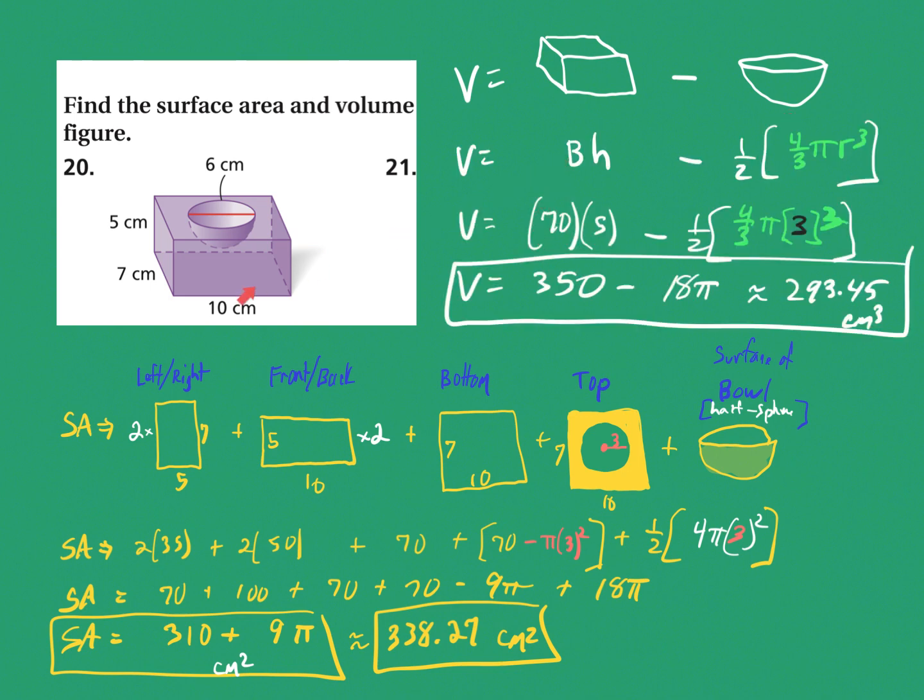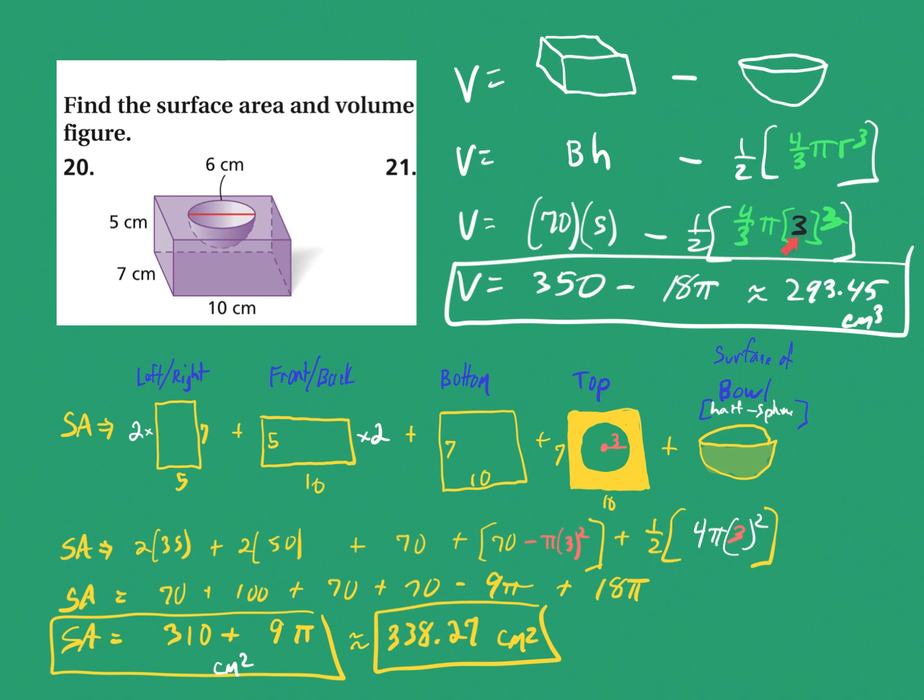So the area of this base, which is 7 by 10, times the height, which is 5, the entire prism has a volume of 350. An entire sphere's volume is 4/3 pi r cubed. And the radius of the sphere is half of the diameter, which is 6, so 3.